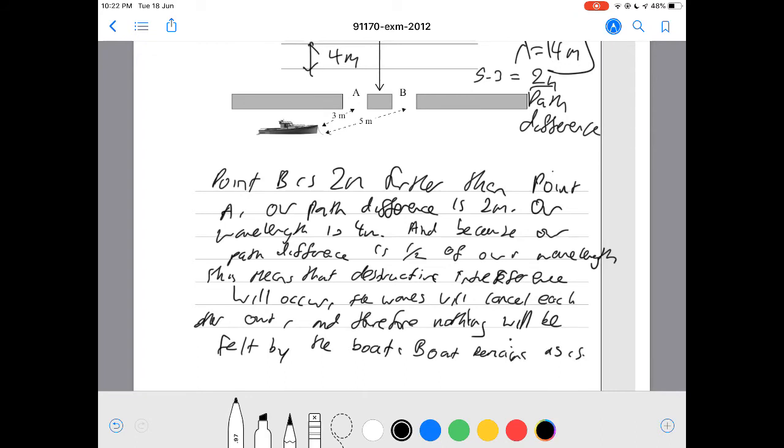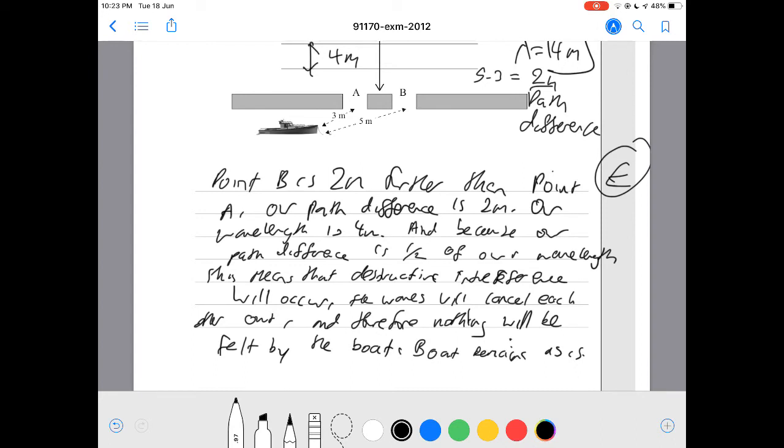as is. In order to get your excellence grade here, you're going to say that gap B is 2 meters further away than A, so the path difference is 2 meters. That's point 1. Our second point: this means that our path difference is half of our wavelength, so there's destructive interference. That's point 2. Point 3 is that because there's destructive interference, the waves will cancel each other out, and therefore there will be no waves, and the boat will remain calm. If you get all 3 of these points correct, you'll get an excellence grade.